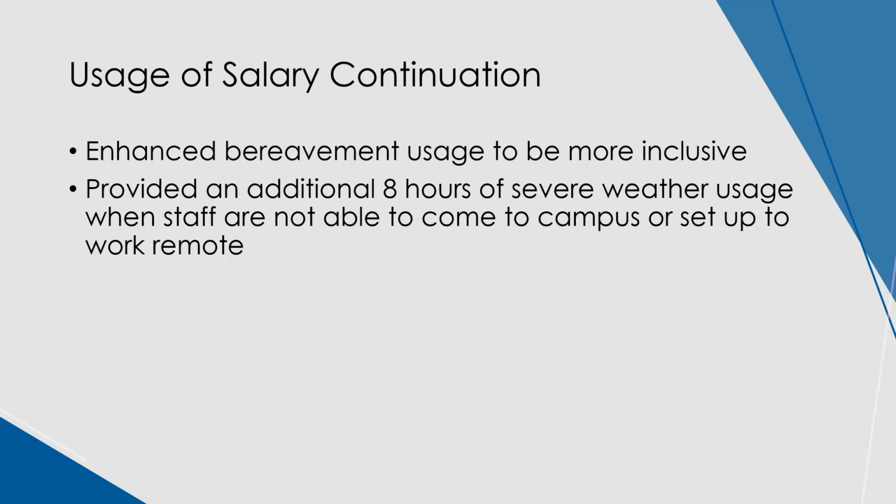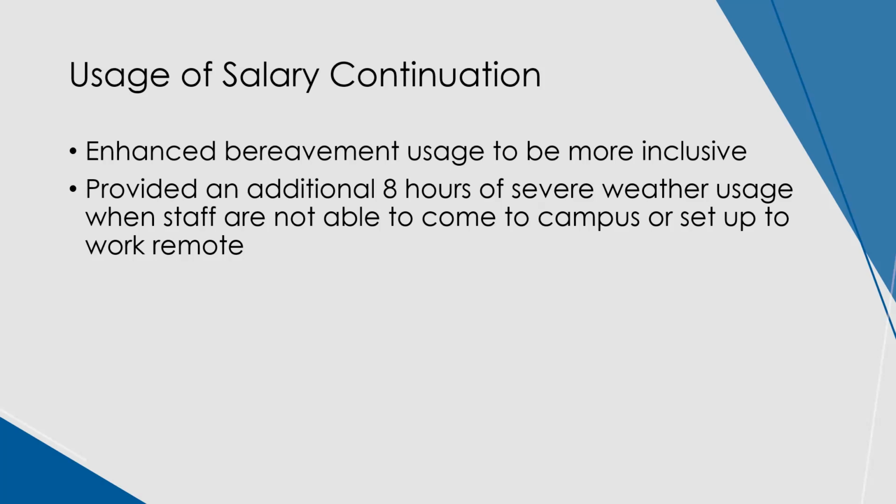Additionally, there's the clause in the contract regarding severe weather usage. We did provide an additional 8 hours of severe weather usage for salary continuation. This was previously only 8 hours. It is now moved up to 16 hours. And this is where staff are not able to come to campus because of severe weather, or they're not set up to work remote or not able to do their jobs remotely in the case of severe weather.